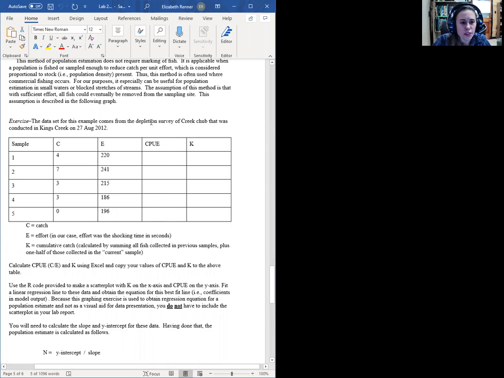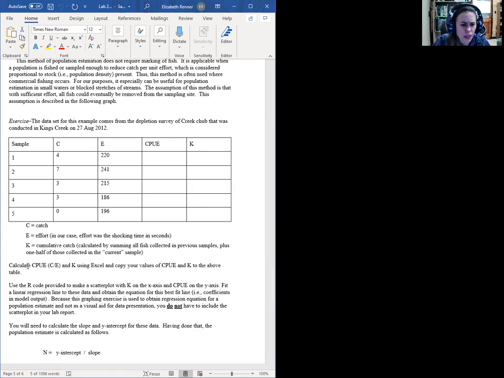Okay, so for this exercise, the following graph. This exercise comes from a depletion survey of creek chub conducted in Kings Creek in 2012. So here we've got our 5 sampling events. We've got our catch of chub. These are the effort, and in our case, that's the shocking time in seconds. So this is 220 seconds. This would be 196 seconds. CPUE is the catch, this divided by that. So catch per unit effort, 4 divided by 220, and so on.